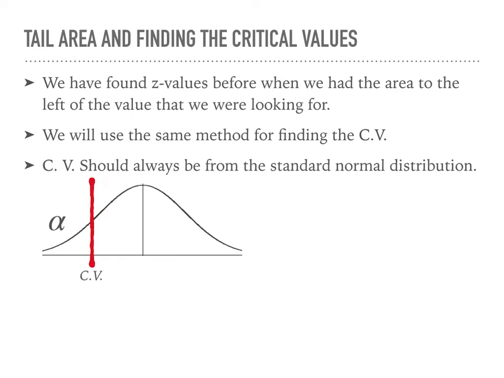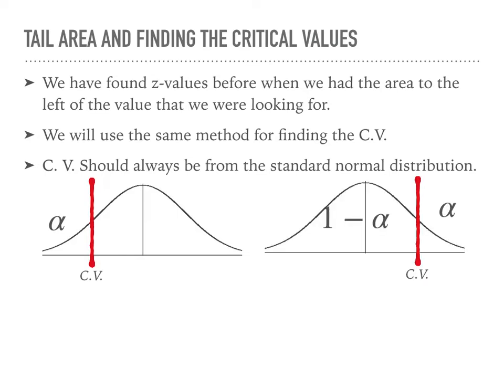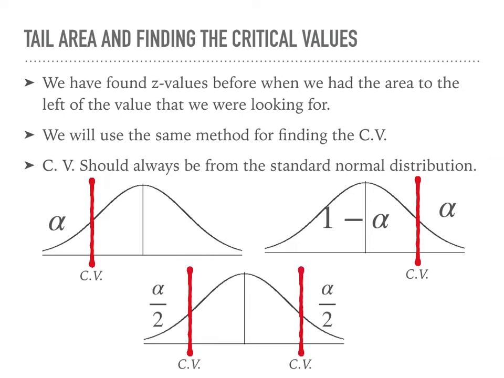If we have a left-tailed test, the area to the left of our critical value would be alpha. If we have a right-tailed test, the area to the left of our critical value would be 1 minus alpha. If we have a two-tailed test, the area to the left of the left critical value would be alpha over 2. Now that right critical value would be the positive of that left critical value because this is centered at 0.